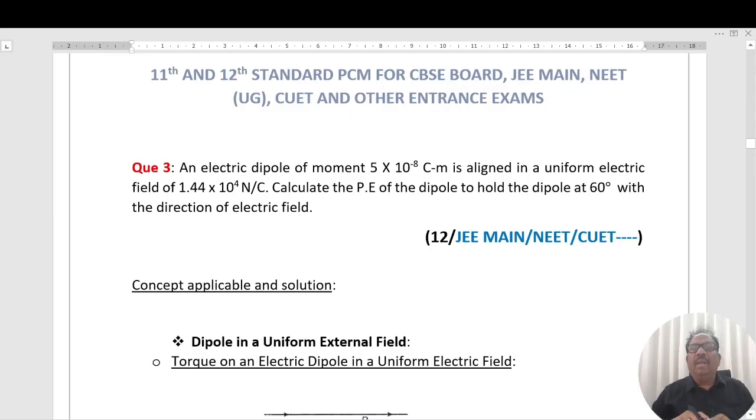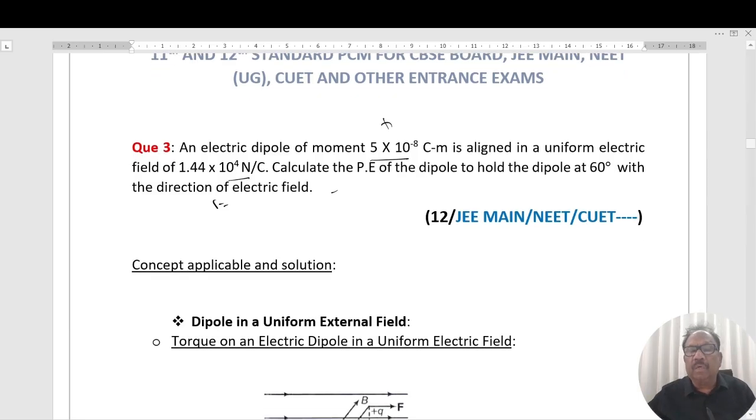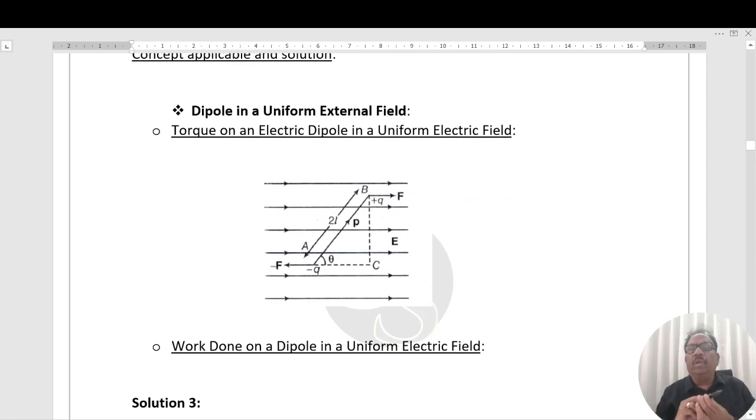Gauss's theorem. Electric field, dipole in an electric field. An electric dipole of moment P is aligned in a uniform electric field. This is P, this is E. Calculate the work done to hold the dipole at 60 degrees with the direction of the electric field.